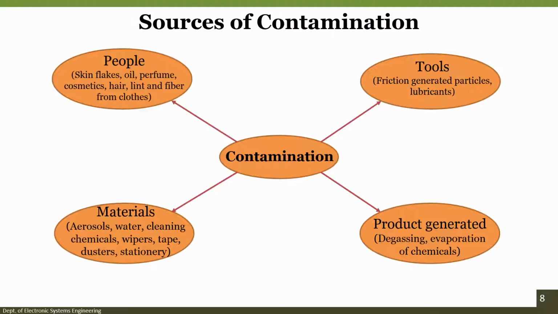So, what are the sources of contamination? The sources of contamination in general can be divided into 4 types. Tools, that is fabrication generated particles, friction generated particles, lubricants. Second one is product generated, that is degassing, evaporation of chemicals. Third one is materials, which is aerosols, water, cleaning chemicals, wipes, tapes, dusters, stationery. All this causes contamination.